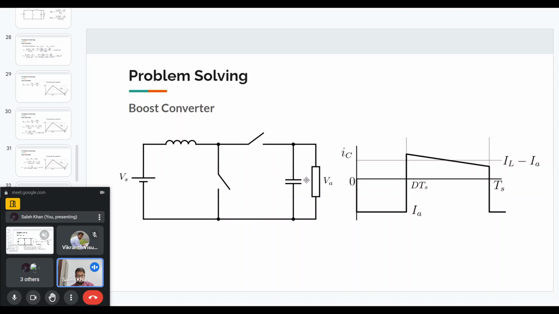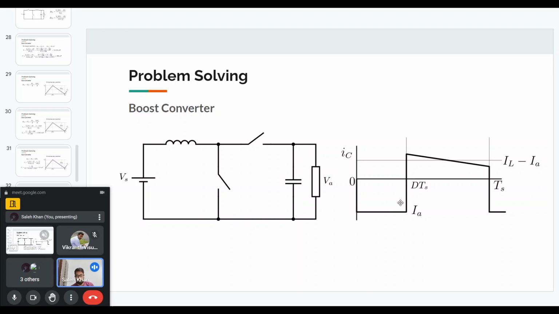So the current through the capacitor will be the negative of the load current, because if the capacitor has some voltage, the load will draw some current, and that current will come from the capacitor. So during this interval, the capacitor has a current which is minus IA.